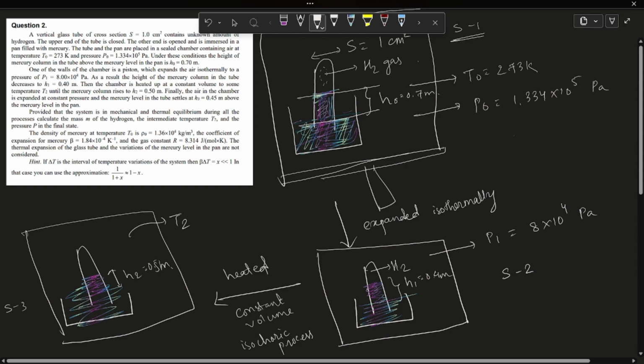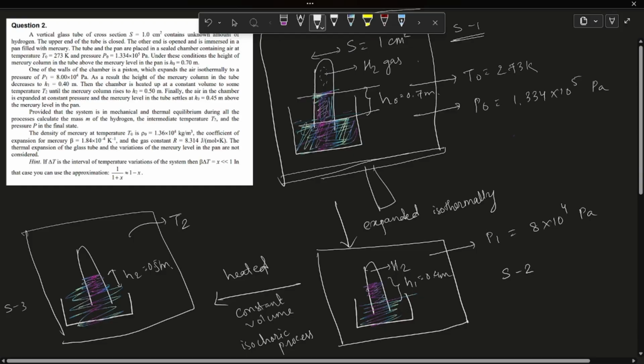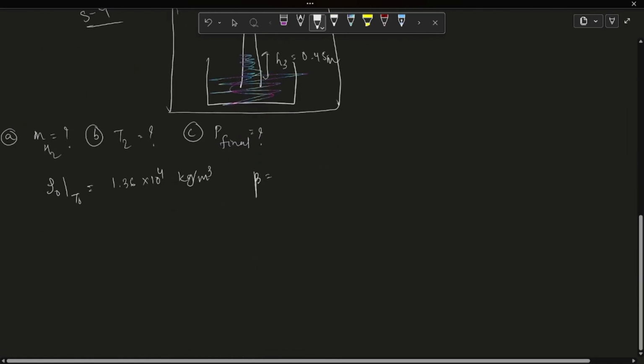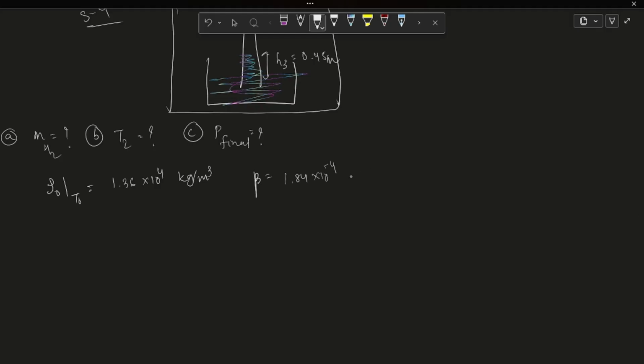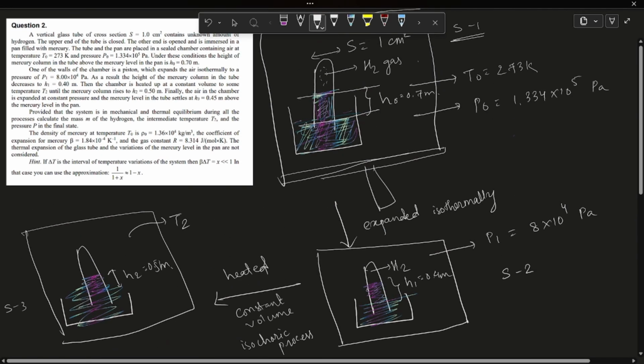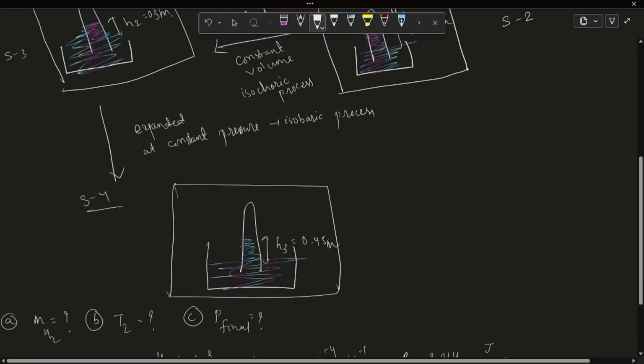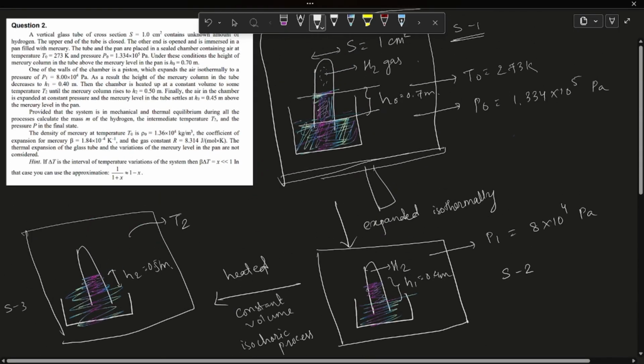Okay, the coefficient of expansion of mercury, beta, is given as 1.84 into 10 to the power minus 4 Kelvin inverse. And the gas constant R is 8.314 joule per mole Kelvin. The thermal expansion of the glass tube and variation of mercury level in the pan are not considered.